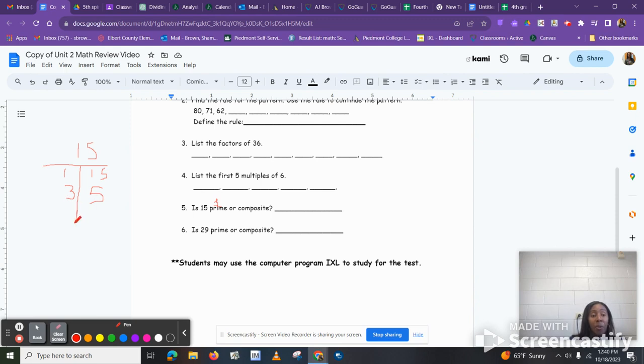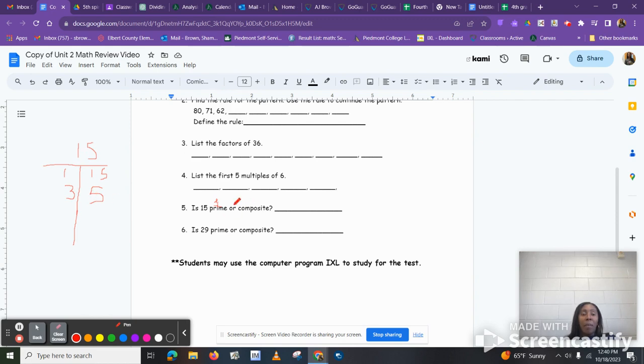And I go to 4. Is there anything times 4 that can give me 15? Well, I know 4 plus 4 is 8, and 8 plus 4 more would be 12, and then plus 4 more would be 16. So I'm never going to hit 15 if I count by 4s. So 4 is not. Then I could go check 5. Well, guess what? Once you've repeated, then that means you're finished. So these are my only 2 factor pairs for 15.